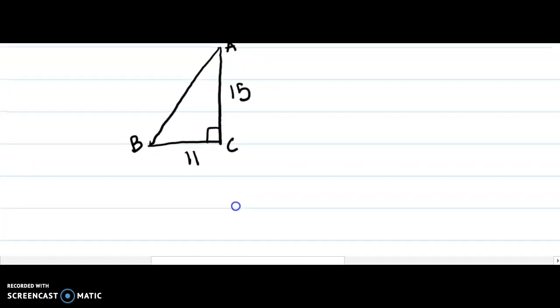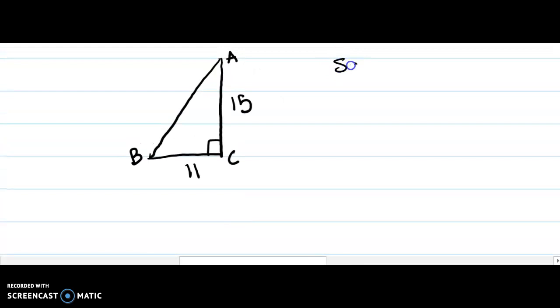Next one, we want to solve this triangle. So go ahead, pause the video, try this one on your own, and then come back. Okay, welcome back. So to solve a triangle, we need to find all the missing parts. So missing right here, and then I have missing. Okay, so let's start with that side.